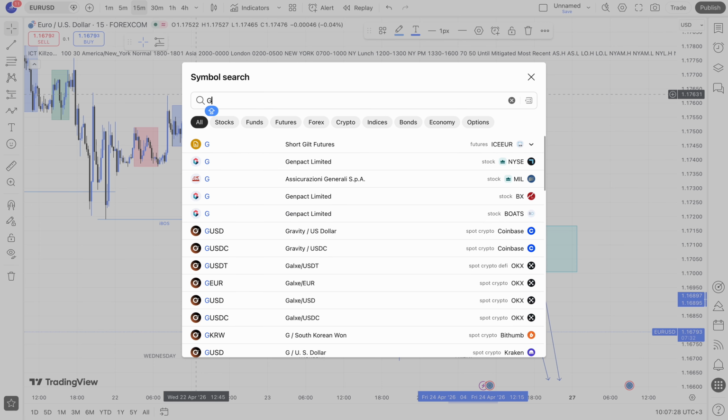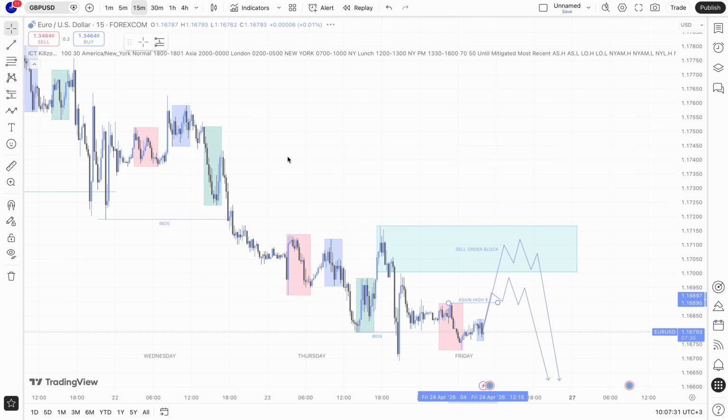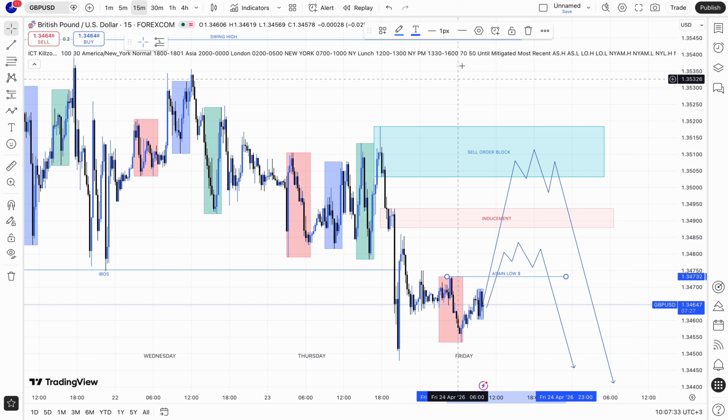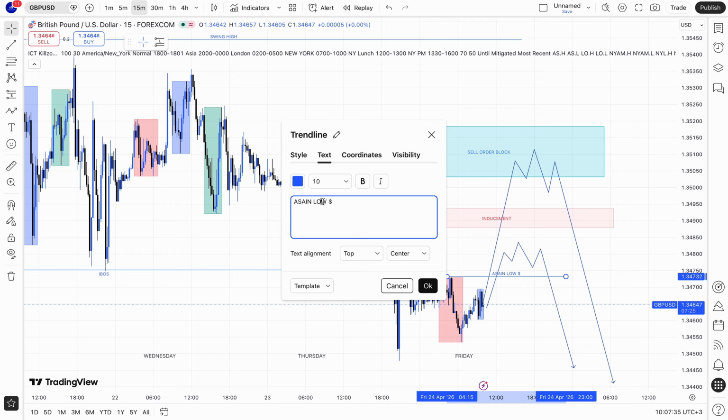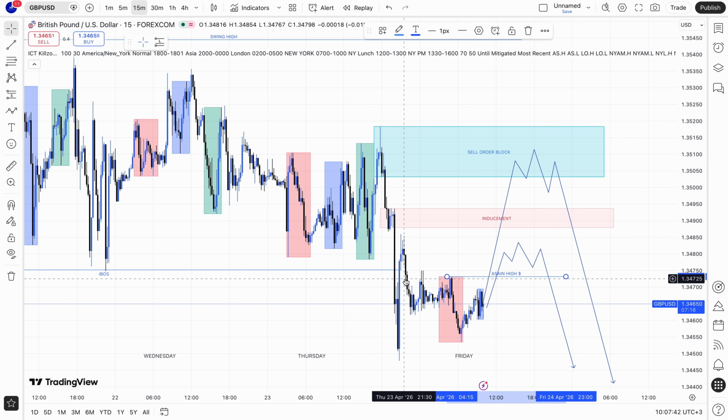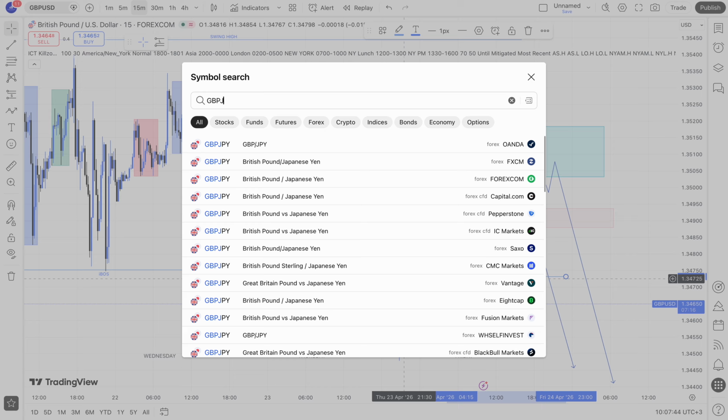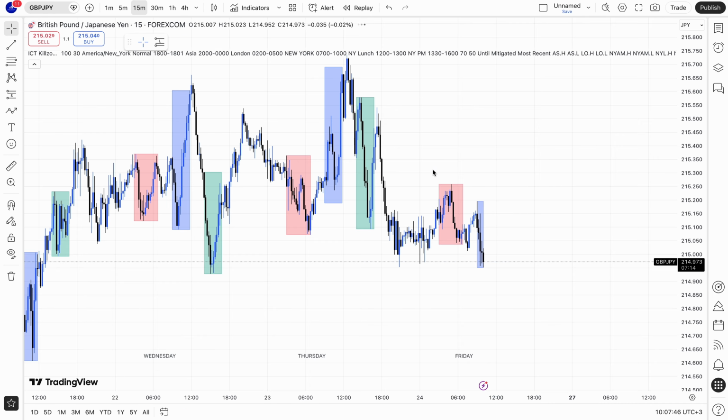And also remember, I wrote Asian low. Is it? Let me first correct it. Yeah, it's the Asian high. Sorry. Asian high. And then we go to GBP, GPY.